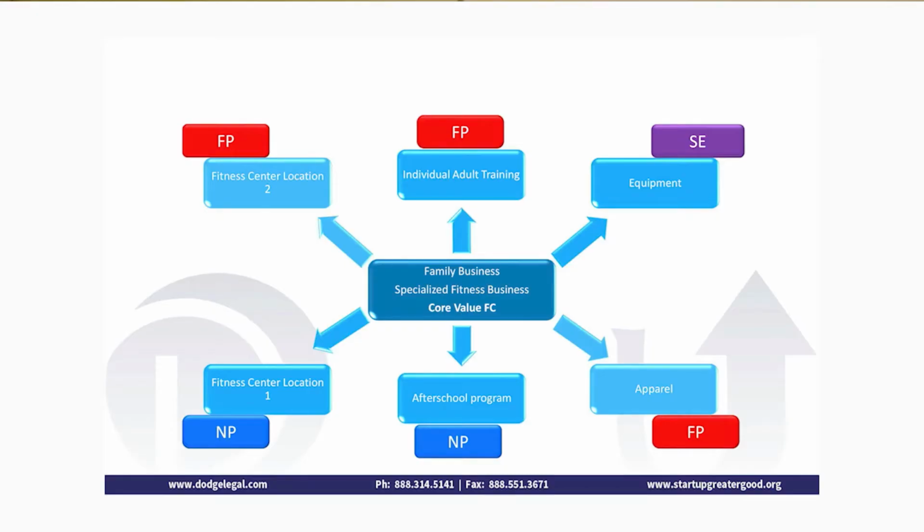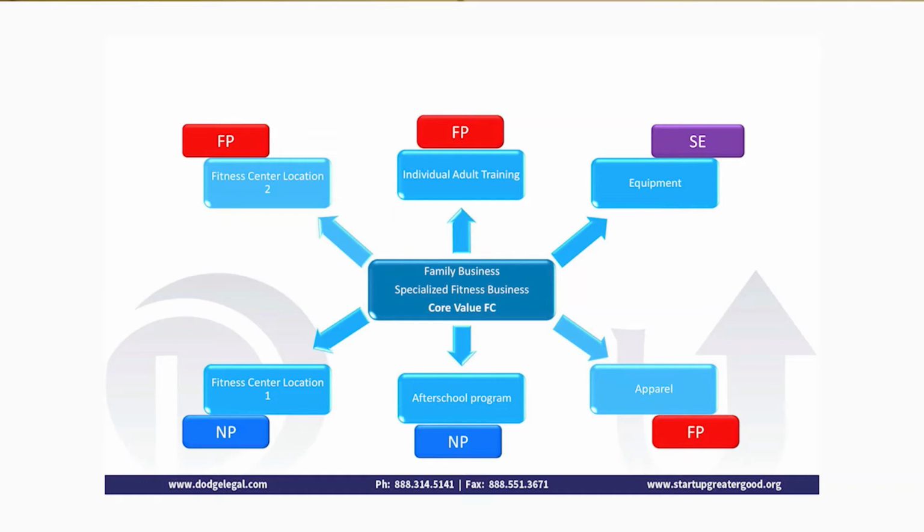I said, start with individual adult training, right? There's 5 of them. They could all train individuals without really any overhead. They could go to their house. They could meet at the gym. They could go to a park, right? Really easy to get started there. And then they were going to go to apparel, equipment, fitness center location for the adults, and then start the after-school program, right, once they had fees.